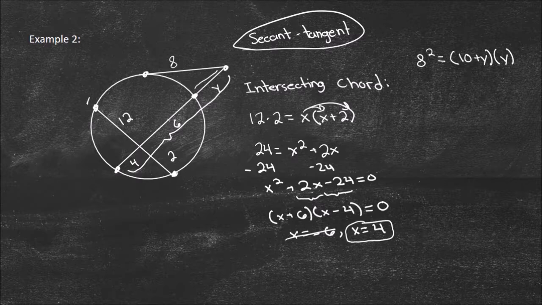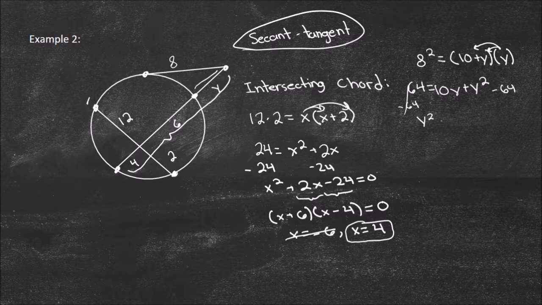And again, I have another situation where I'm going to need to solve this out. So 64 equals, again, now I need to distribute. So 10y plus y squared. I'm going to subtract 64 from both sides. Minus 64, and that'll cancel, and I'll get y squared plus 10y minus 64 equals 0. So now we're looking for, again, numbers that can multiply to negative 64 and add to positive 10.